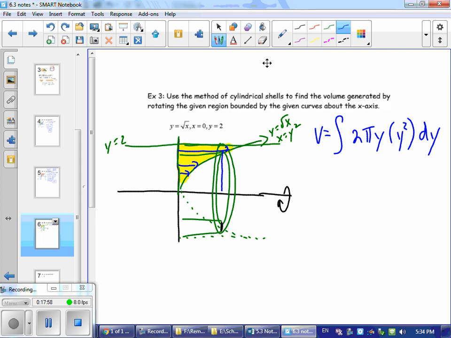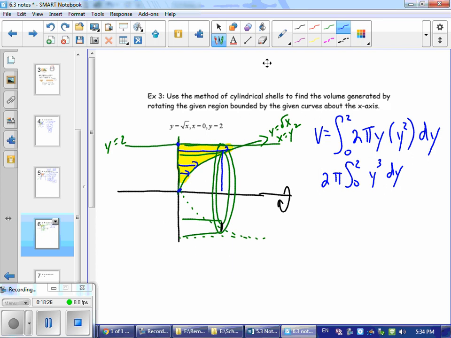Only other thing we have to figure out is, what am I going from? Well, this one starts at y equals 0, right here, and goes up to y equals 2. Okay, the entire thing is covered there. So from 0 to 2. All right, let's see what we get. Pull out the 2 pi to the front. Y times y squared is y cubed dy.